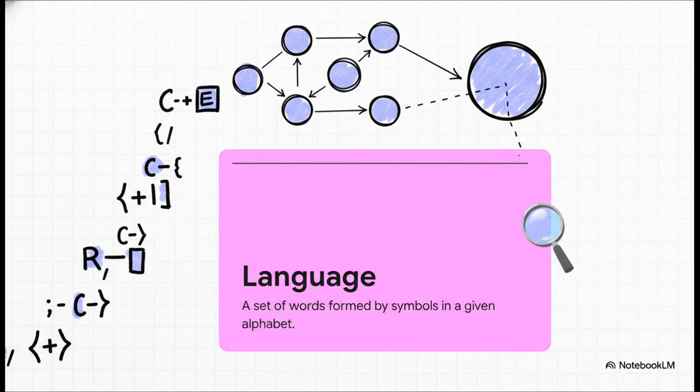And that brings us to the language itself. A language is just the complete set of all the valid words you can possibly form from that alphabet. I want you to think about this. Your entire C++ program, from the very first character to the very last, is really just one very long word in the C++ language. And the compiler's first job is to figure out if the word you wrote is actually a member of that very exclusive club.